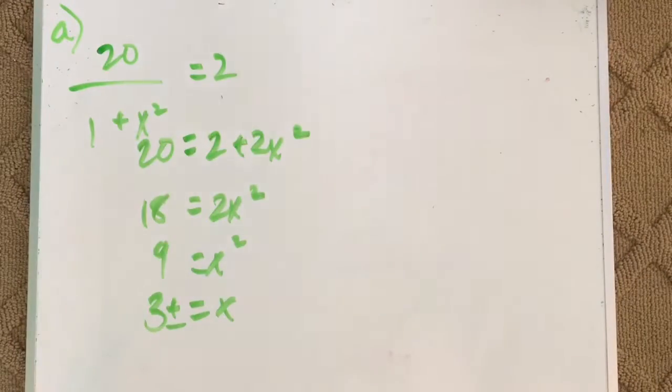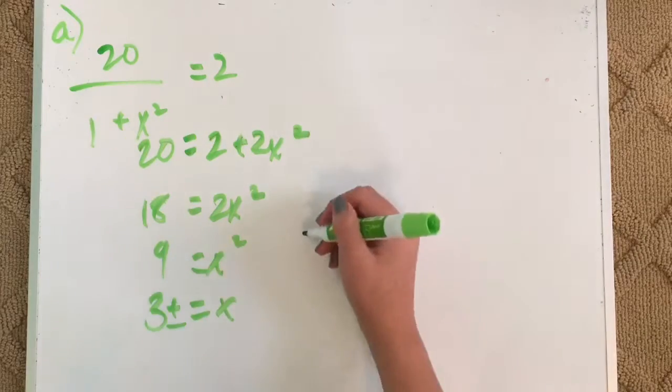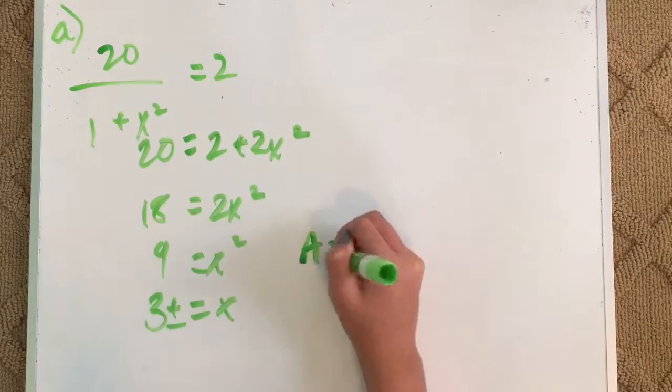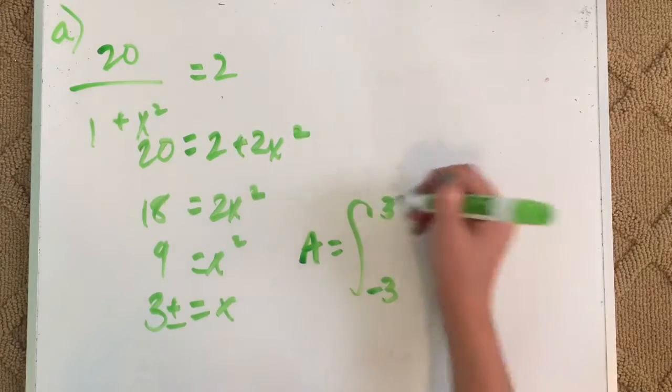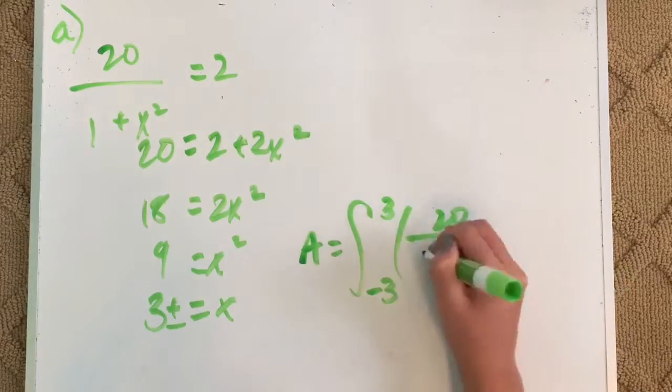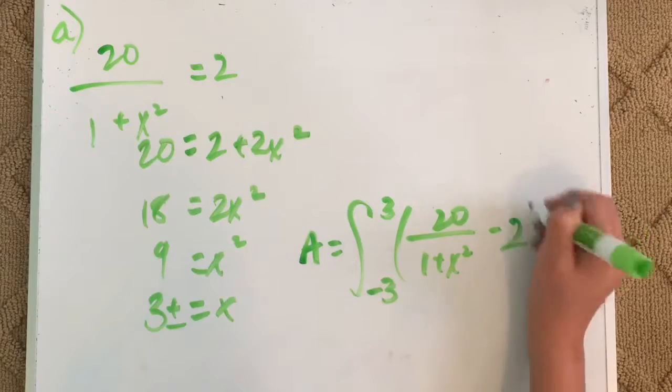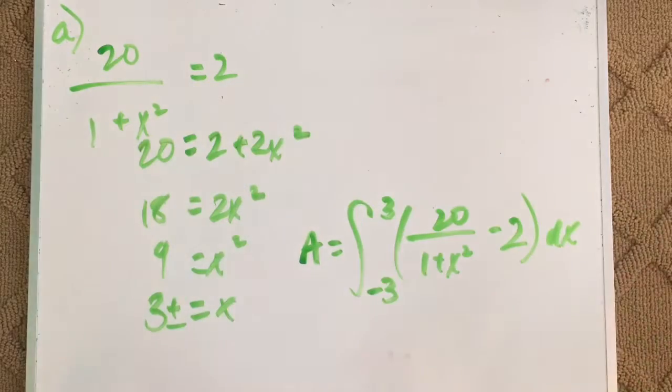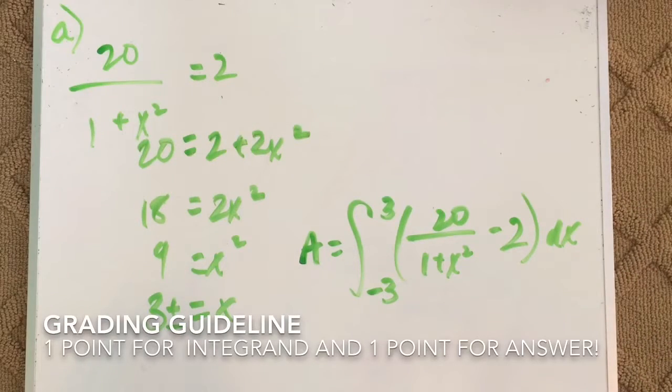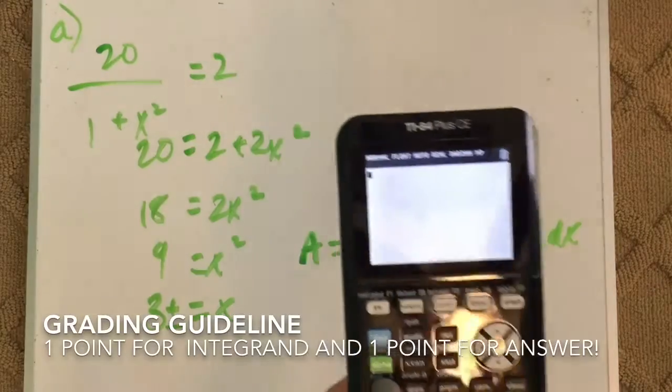So now that we know our point of intersections, that's going to give us our limits for our integral. So we have A equals integral from negative 3 to 3 of 20 over 1 plus x squared minus 2 dx. A common mistake that people will make is that they incorrectly identify the top and bottom function.